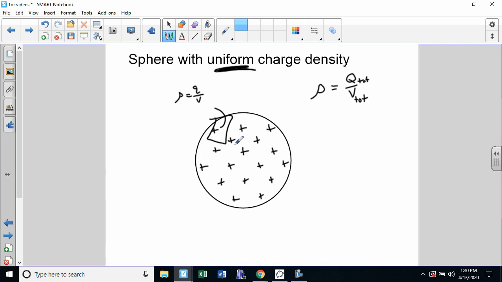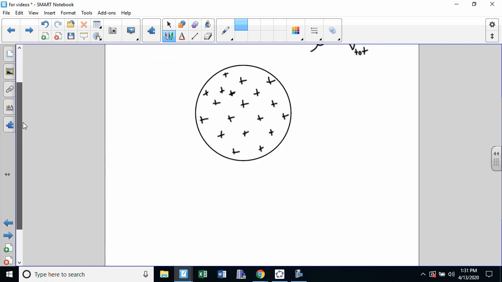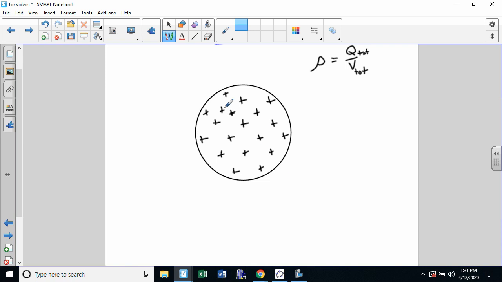Okay, so it's a uniform charge density, a lot like we did before with finding moment of inertia and things like that with mass density, and also with charge density to find electric fields. We've done that before. So the electrons have been stripped away uniformly, leaving behind an overall net charge of Q. And we're just going to call that Q total.